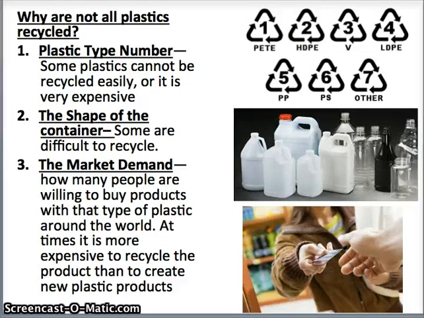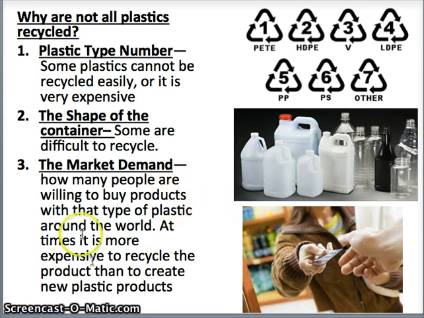So why are not all plastics recycled? Well, it really depends on the type of plastic that makes the product. There's 7 types of so-called common plastic or recyclable plastic, but some of them are not being recycled because it's difficult to recycle. It also depends on the shape of the container. Some are easier to recycle than others.